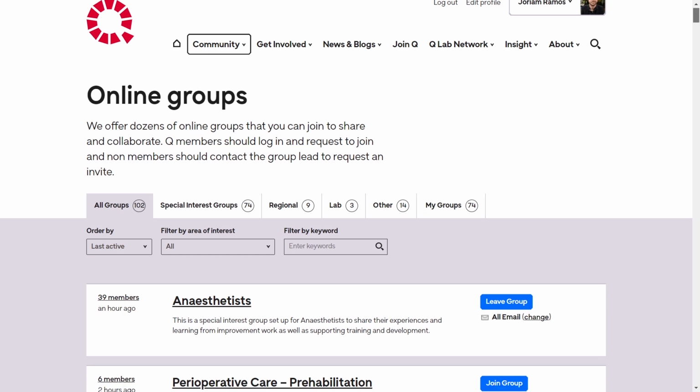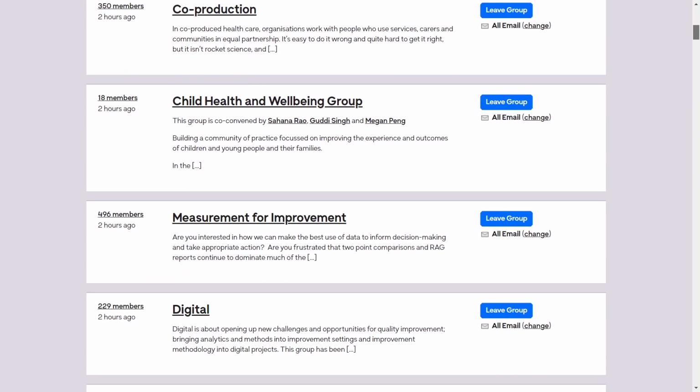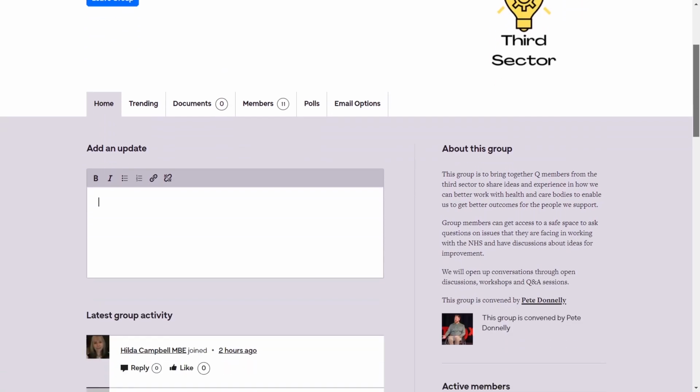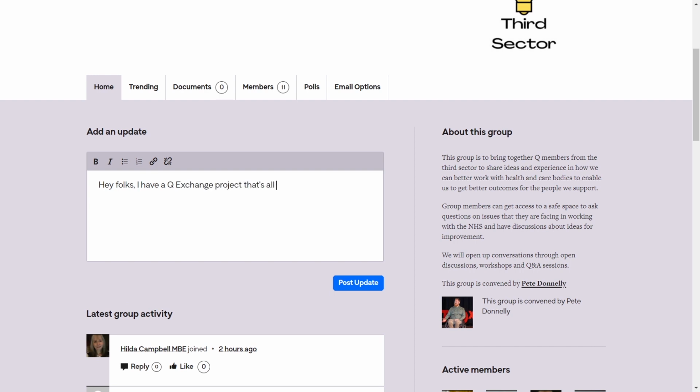The groups are one of the easiest ways to connect with Q members because they are divided by areas of interest. So we can have a look at our list and find the groups that share characteristics and themes with your project. But as you will see, when Q Exchange starts, suddenly all of the groups are full of messages about Q Exchange, and yours might get lost in the noise.